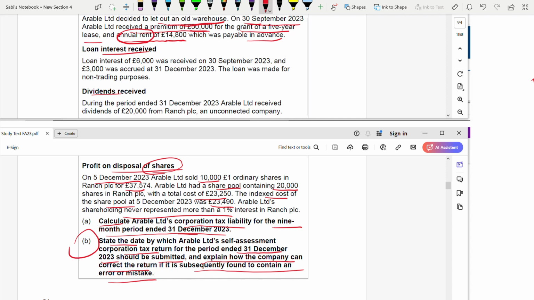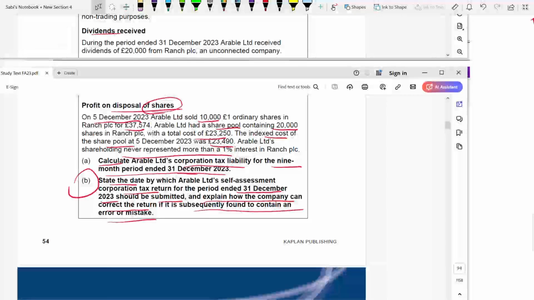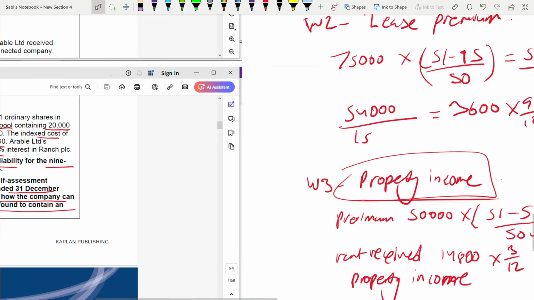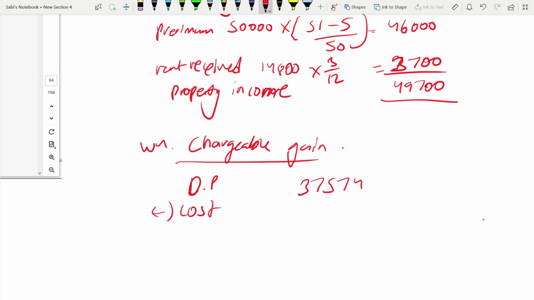So now, what should you do? Tell me. Yes, exactly. Find the gain. Disposal proceed is given, but cost you have to find out. So disposal proceed 37,574 less cost. See, for cost there is a working.